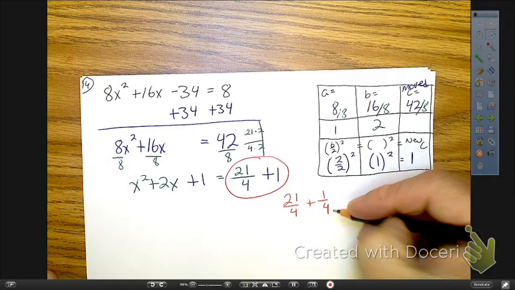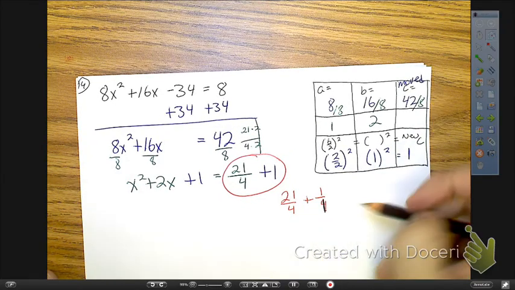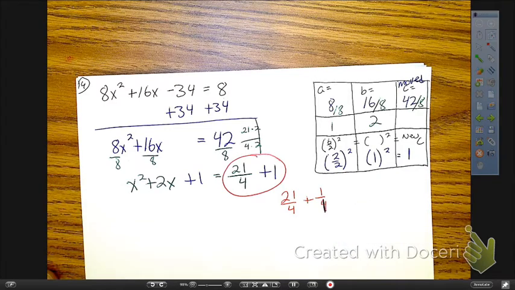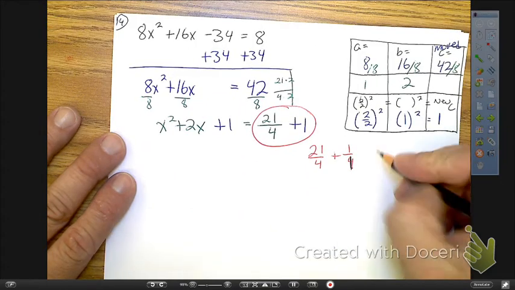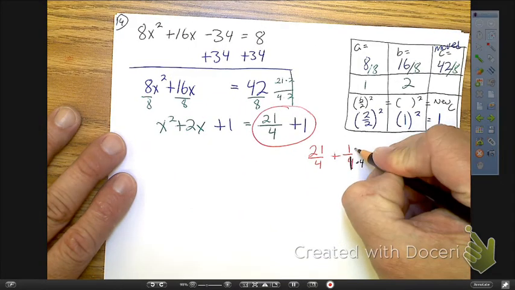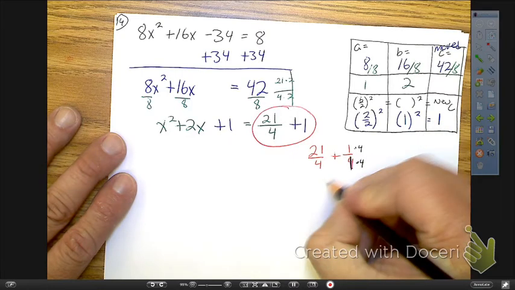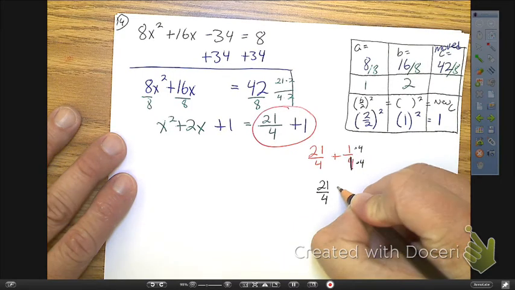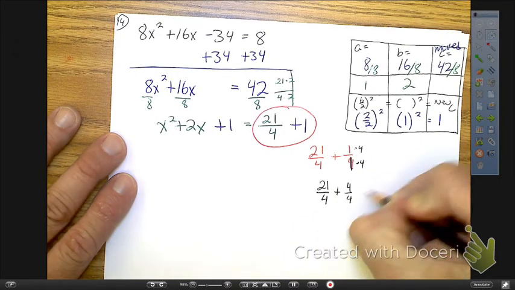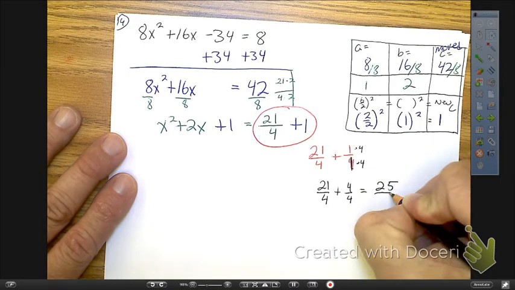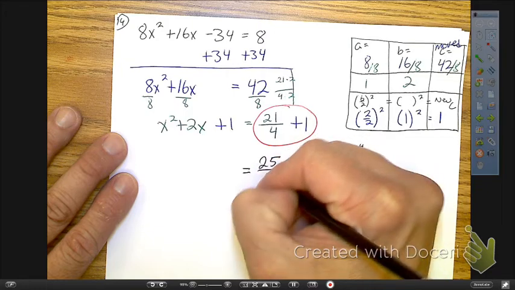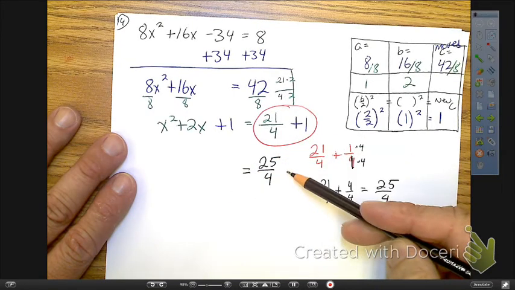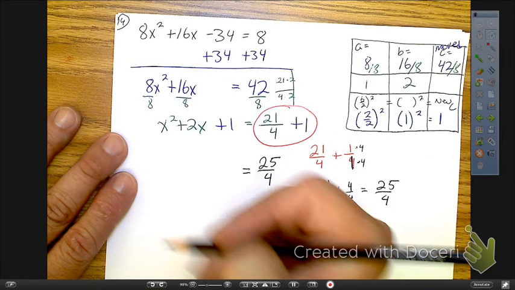But remember, to be able to add any fractions together, we need to make sure both fractions have a common denominator. Going to multiply by 4. 21 over 4 plus 4 over 4, that equals 25 over 4. Keep it as an exact answer in a fraction.